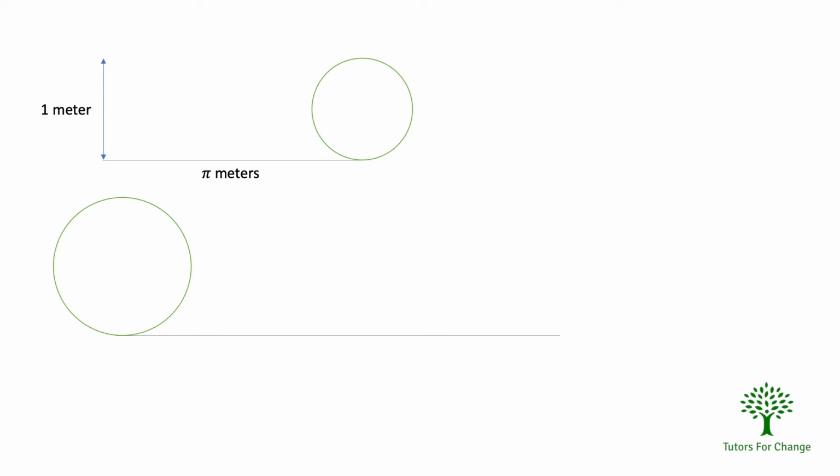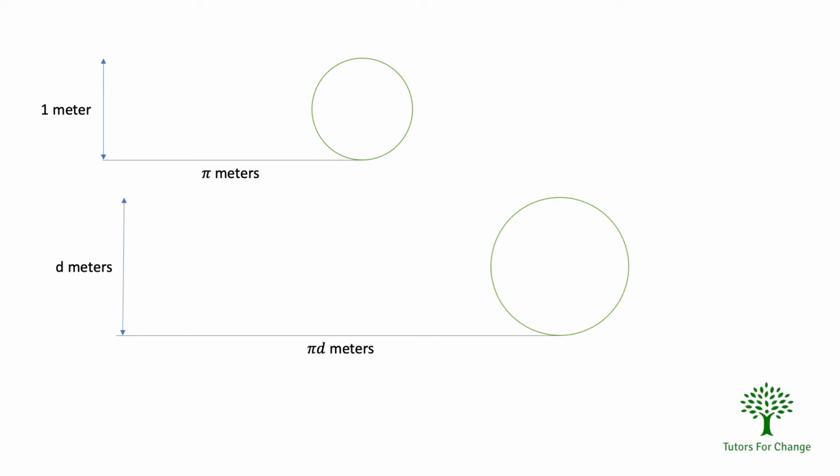Now, suppose we take a circle of diameter d meters. We roll this circle along a straight line to complete one full rotation just like before. Now, the distance traveled by this circle after completing one full rotation is pi times d meters.